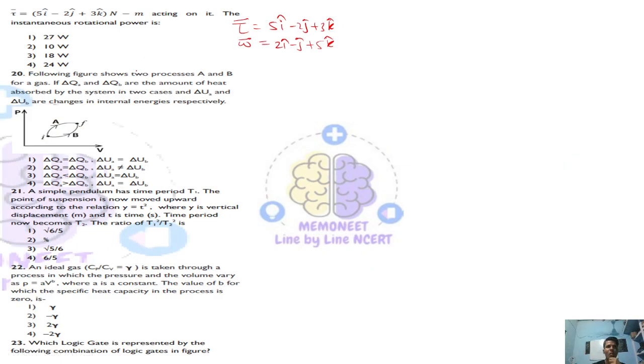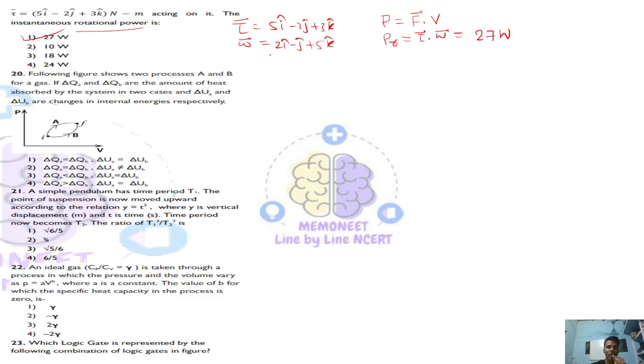Yeah. Now we are asked the instantaneous rotational power. You know the translational power: power is equal to F dot V, force into velocity. If you want the rotational power, it's torque dot omega. Simple. You just have to take the dot product of these two values, and once you calculate it, it will come out to be 27 watt. It's a simple question. No worries. So option 1, 27 watt, will be the correct answer.